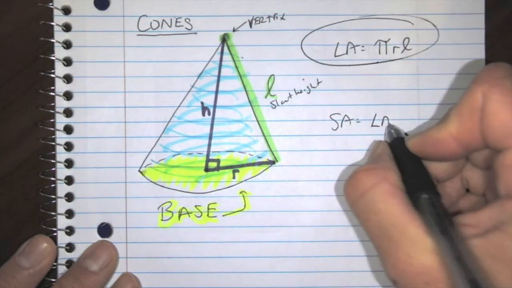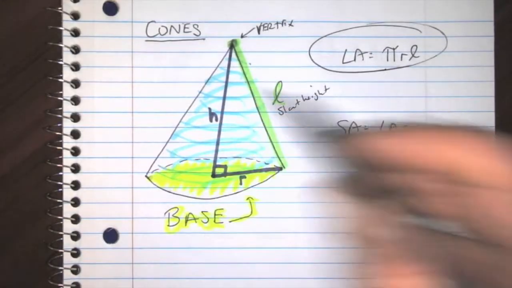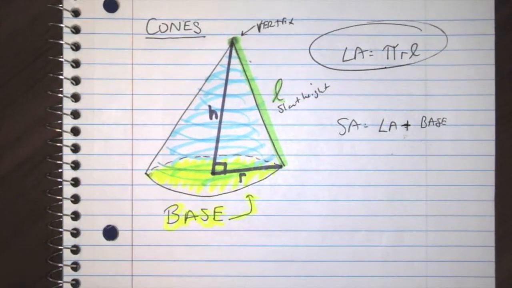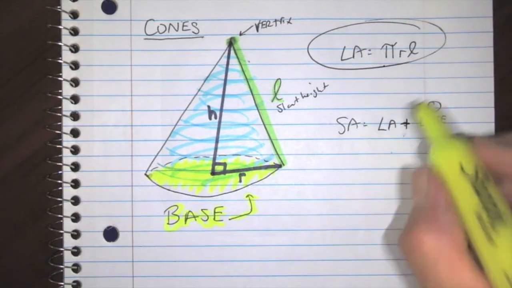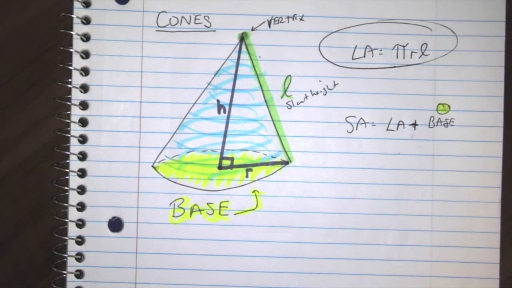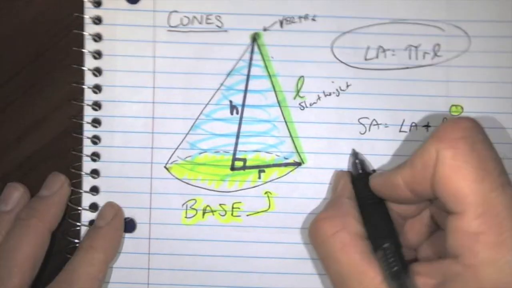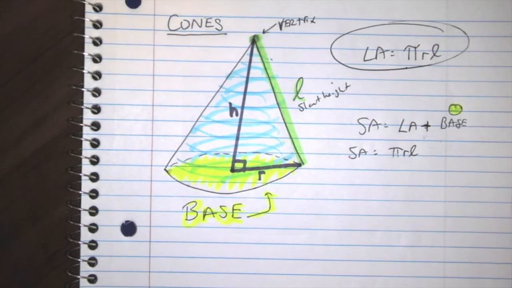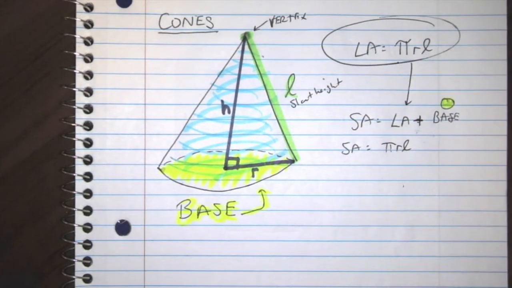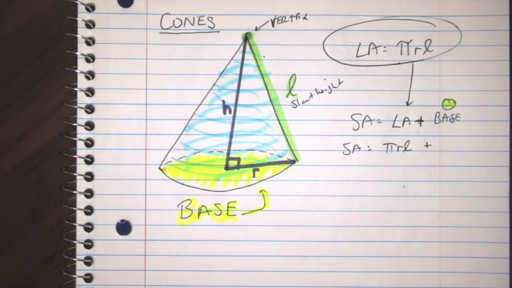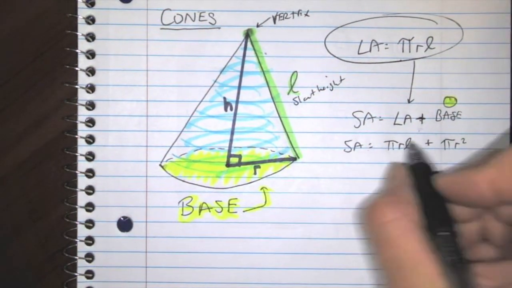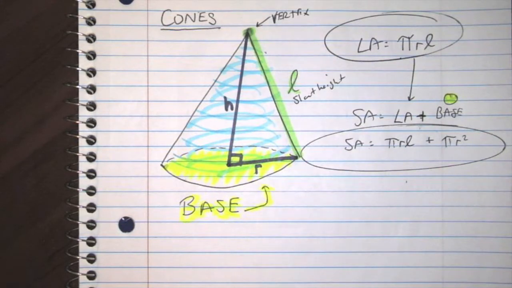Surface area. Well, it's going to be the lateral area, that blue curved surface, plus a base, which is a circle, a yellow circle. So a more technical formula looks like this. Surface area is going to be lateral area, which is pi RL. I just gave that to you right above. You can plug it in, pi RL plus the area of a circle. What's the area of a circle, folks? It's the most famous equation in all geometry. It's pi r squared. That's the surface area of a cone.